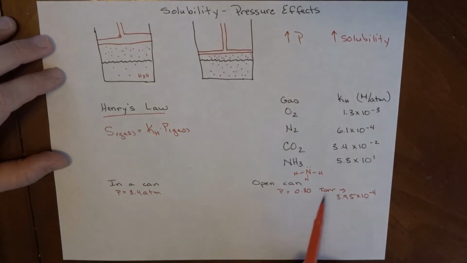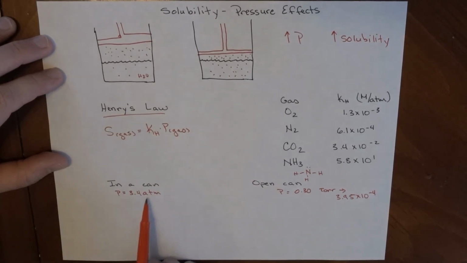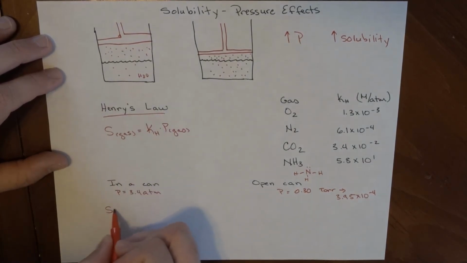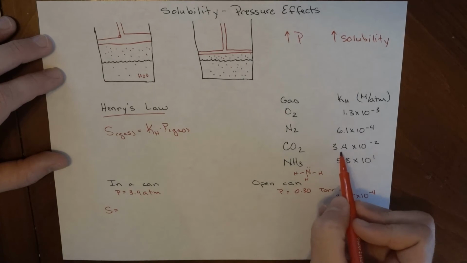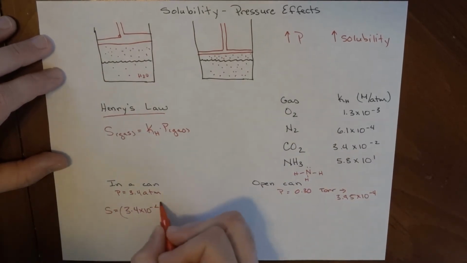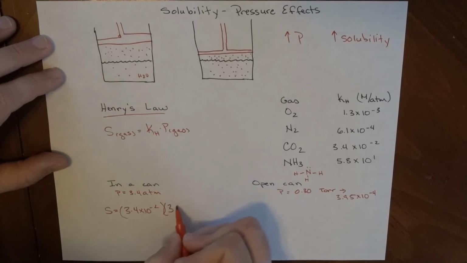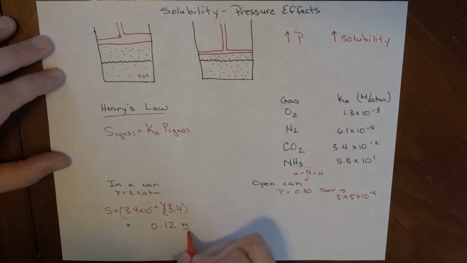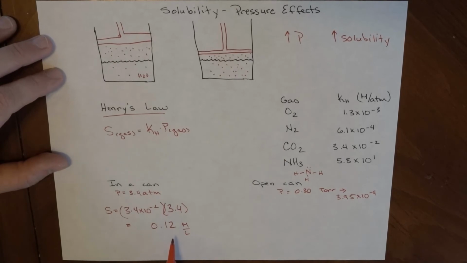So this is the carbon dioxide concentration in regular air and the carbon dioxide pressure inside a can. So the solubility of that inside the can is going to be this. The value for CO2 is 3.4 times 10 to the minus 2. And then the pressure is 3.4 atmospheres, and so this should come out to be 0.12 moles per liter. So that's the concentration of CO2 in a sealed can of pop.